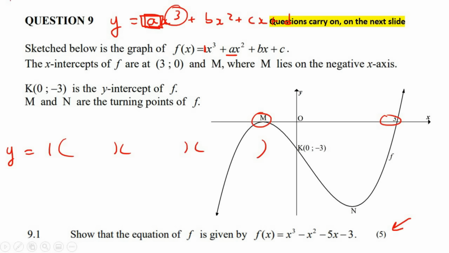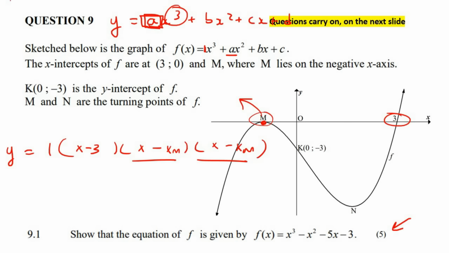Then if you've seen videos on this before where you have your x-intercepts, then you're just going to make 3 brackets. So you say x take away 3. Then x take away whatever this one's x value is. So let's call that x value m. And then this one will be exactly the same. Because what did I tell you? I said that when this is a turning point and an x-intercept, it counts as 2 x-intercepts.